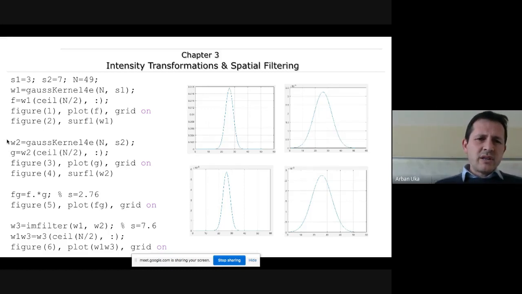Then we generate W2, which is another signal. In the second block of the code, it says W2 is equal to Gaussian kernel, n with sigma S2. And then we plot it on figure 3. Then in the third part of the code, we multiply these two functions, okay? So what these two functions, let me think for a moment.